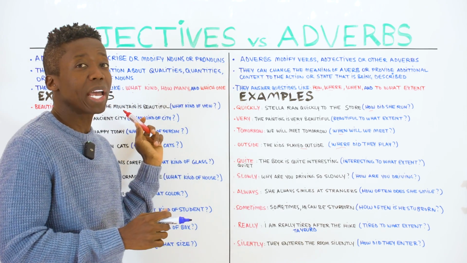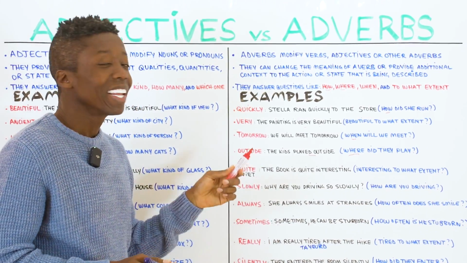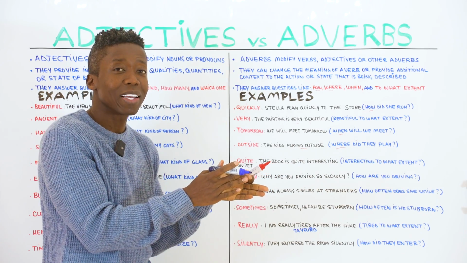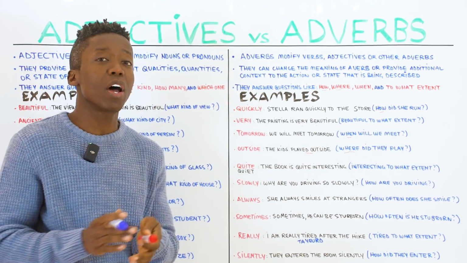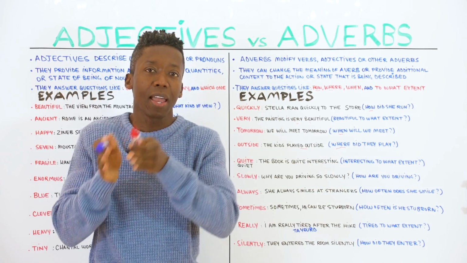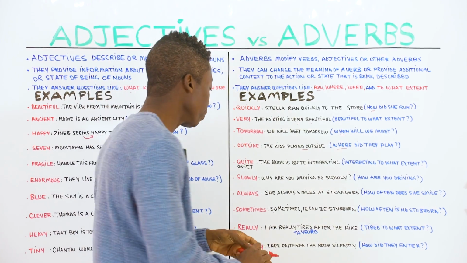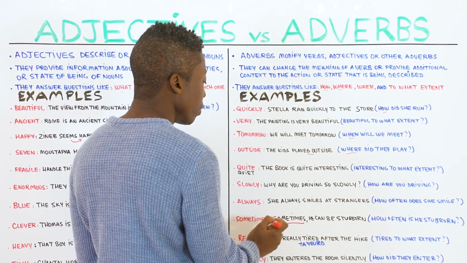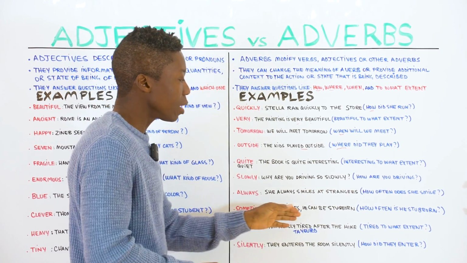Well, contrary to adjectives, adverbs can be anywhere in the sentence. They can be in the beginning of a sentence, they can be in the middle of the sentence, or they can be at the end of a sentence. So beginning, middle, or end of a sentence. So beginning of a sentence here, we can see right here. Sometimes, that's the beginning of the sentence. Sometimes he can be stubborn.